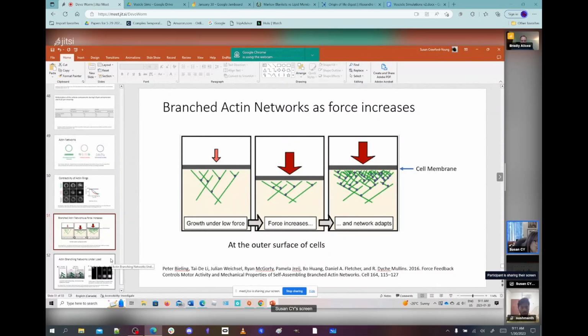Anyway, so if you have a low force, you get this type of configuration. And then you get high load, and you get more ends created, and you get more of a 90-degree branching.